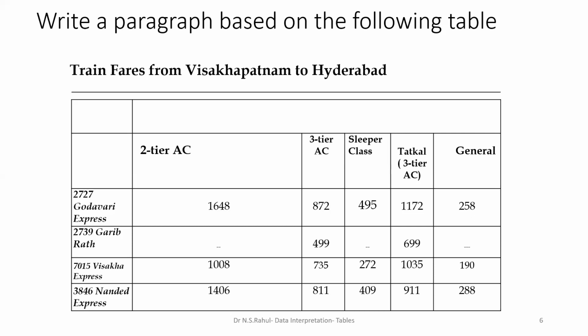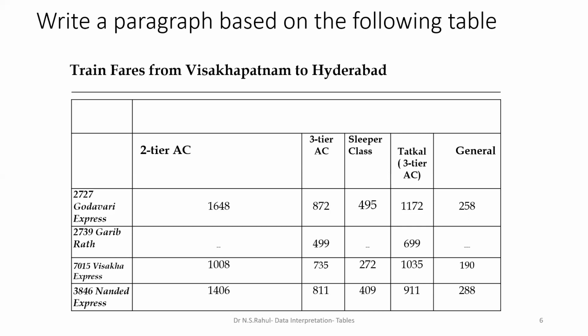Here we can observe that in Garib Rath Express, we don't have two-tier AC and sleeper class. We have only three-tier, Tatkal and general. The cost of general is also not there, sir.